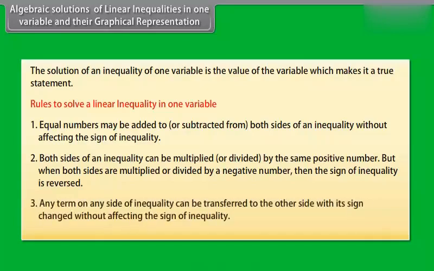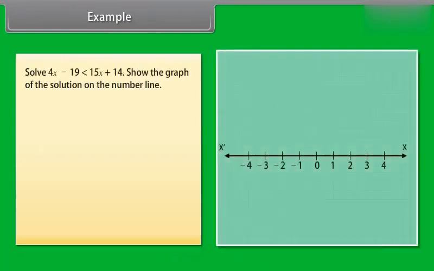Number 3. Any term on any side of inequality can be transferred to the other side with its sign changed without affecting the sign of inequality. Example. Solve 4x minus 19 less than 15x plus 14. Show the graph of the solution on the number line.